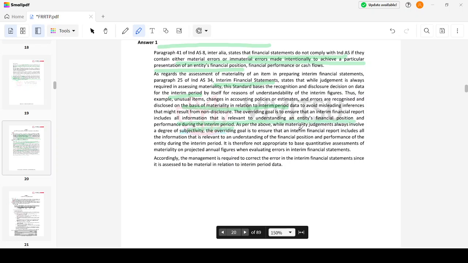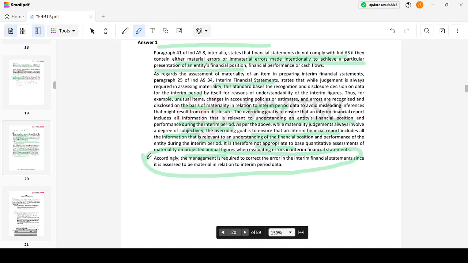As above, while materiality judgment always involves a degree of subjectivity, the overriding goal is to ensure the interim financial report includes all the information that is relevant to the understanding of the financial position. It is therefore not appropriate to base a quantitative assessment of materiality on projected annual figures. Accordingly, this is the final conclusion: the management is required to correct the error in the interim financial statement since it is assessed to be material in relation to the interim period data.